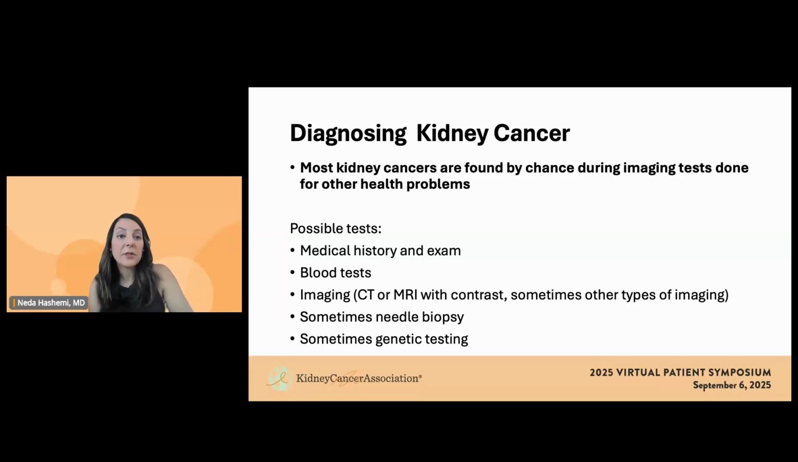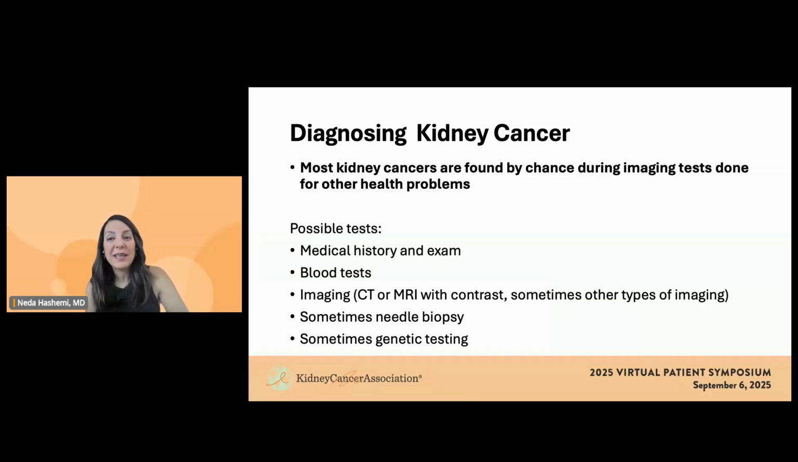For example, you might have symptoms from it, like flank pain or blood in your urine. So medical history and exam can help. Blood tests can help us to look for the blood in the urine, look for the kidney function. Imaging, CT scans, CAT scans, or MRIs with contrast. And sometimes we use some other types of imaging also for the diagnosis. Sometimes we use a needle biopsy.